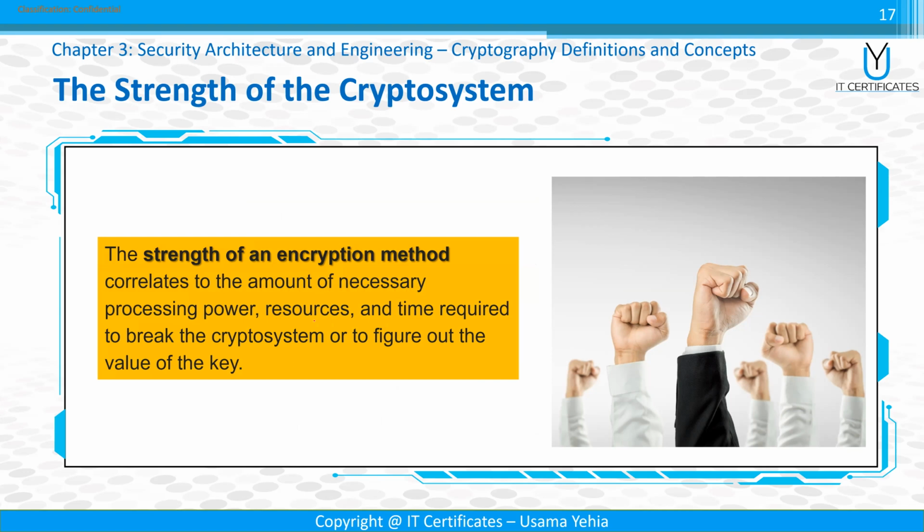Okay. For the strength of the crypto system, how can we define it? We define the factors which define the strength of the crypto systems. Also, the strength of the crypto system relates to the amount of necessary power, resources, and time required to figure out the value of the key. This is the reason why we mentioned that you need a supercomputer, because you need huge power and resources such as memory and processor. Then you will be able to do the exercise.